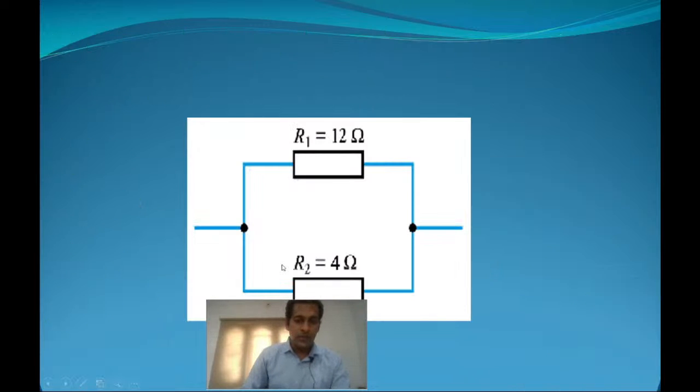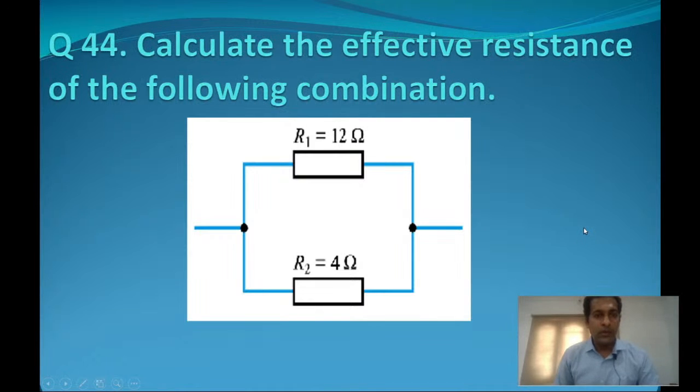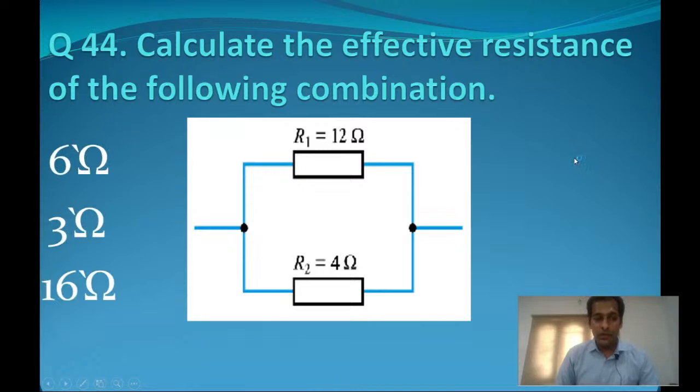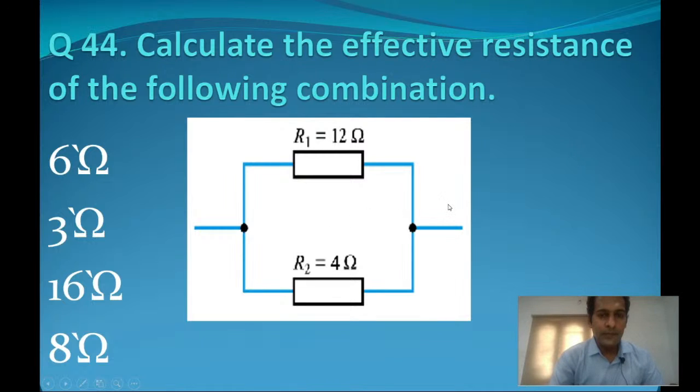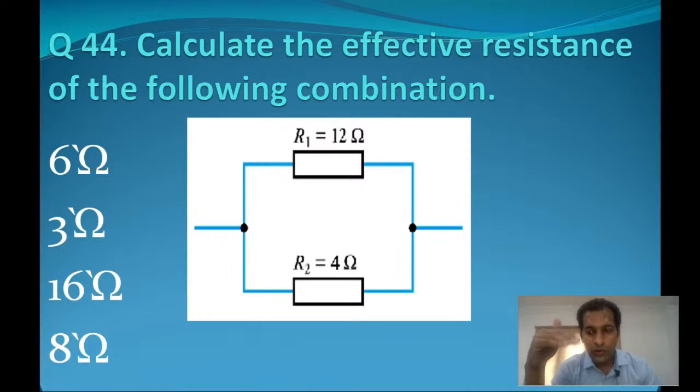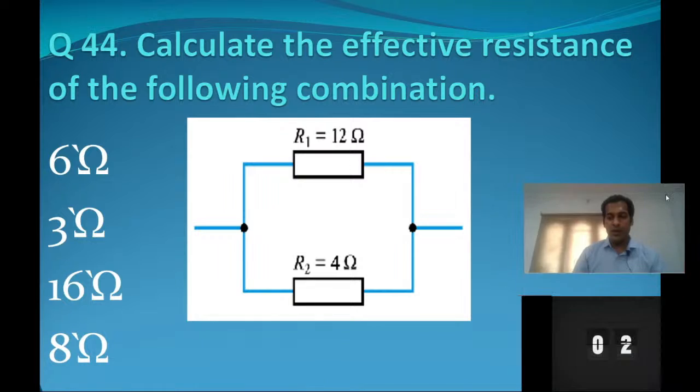Next question. Calculate the effective resistance of the following combination. R1 is 12 ohms and R2 is 4 ohms. Both of them are in parallel. If they are in a single line, that means they are in series. Now both of them are connected across each other, so this condition is parallel. Only two resistances. You can calculate it. Your time starts now.